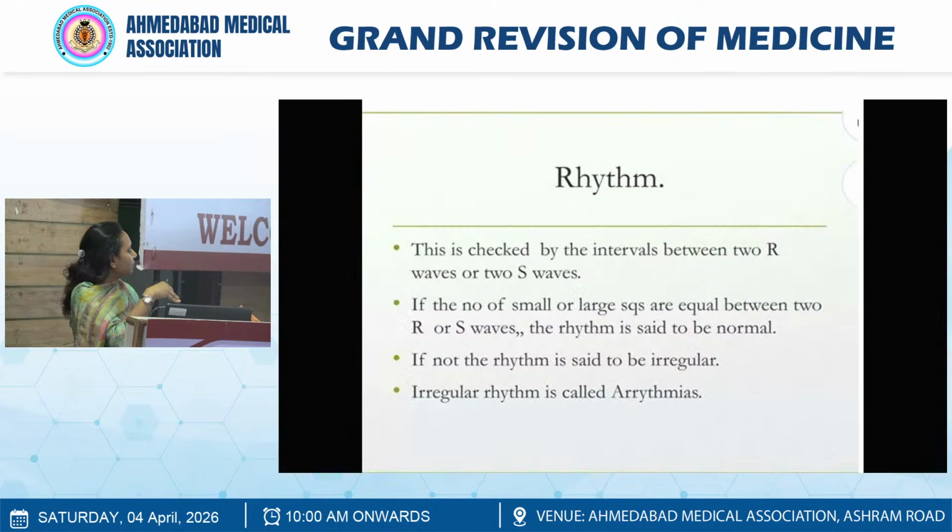Now going on to the rhythm. This is checked by the interval between two R waves or two S waves. If the number of small or large squares are equal between two R or S waves, the rhythm is said to be normal. If it is not regular, then it is irregular.